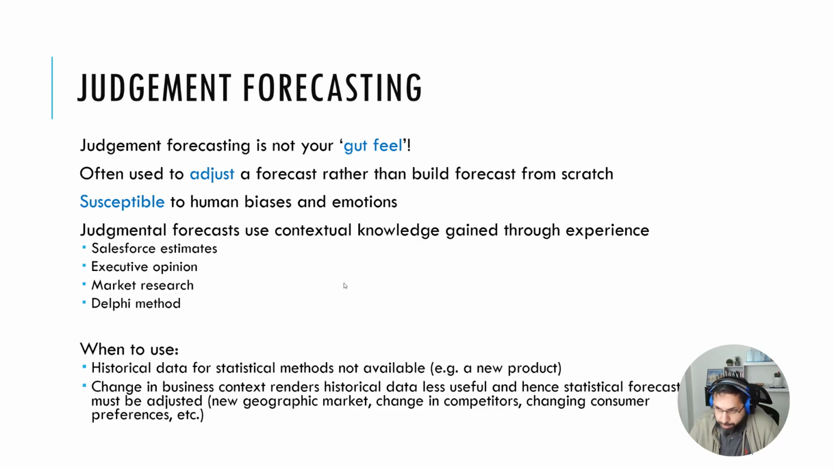If you have no historical data, sometimes judgment forecasting may be used to get the actual forecast, not as an adjustment to a statistical forecast. So if historical data is not available, or something so drastic has happened, like COVID-19, which changed consumer behavior so much during the pandemic that you can't rely on the old historical data, you just have to use judgment forecasting because there's not enough relevant historical data available. Often we use it to adjust our statistical forecast up or down based on the business environment and other things.